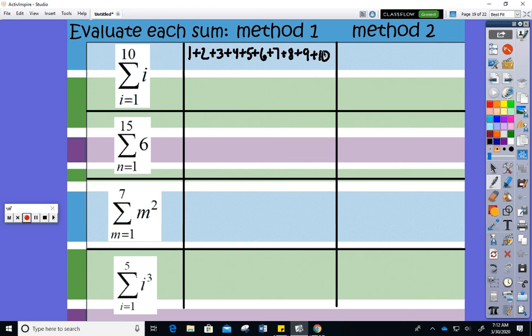So when I add, I notice I could do 1 and 9 is 10. 2 and 8 is another 10, so that's 20. 3 and 7 is another 10, so that's 30. 4 and 6 is another 10, so that's 40. And then I've got 45, 55.